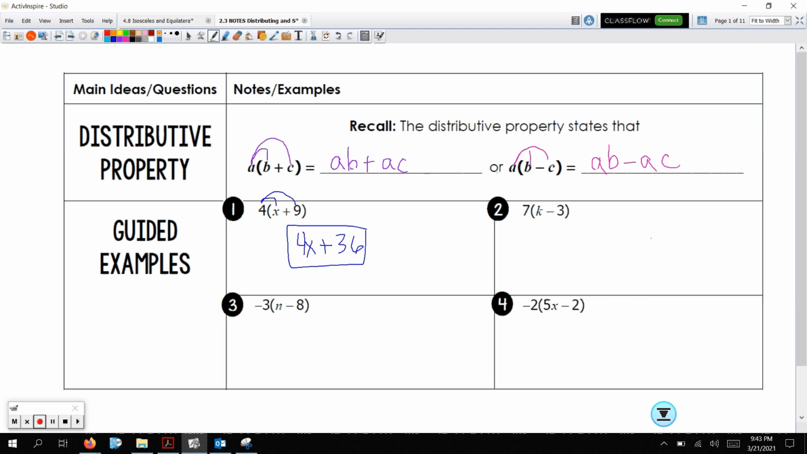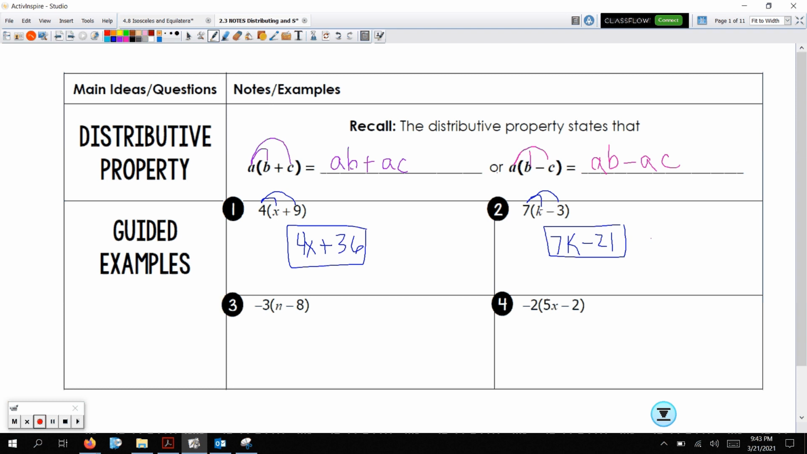In example number 2, I'm going to distribute 7 to k minus 3. 7 times k gives me 7k. 7 times negative 3 gives me negative 21. That's all there is to it.